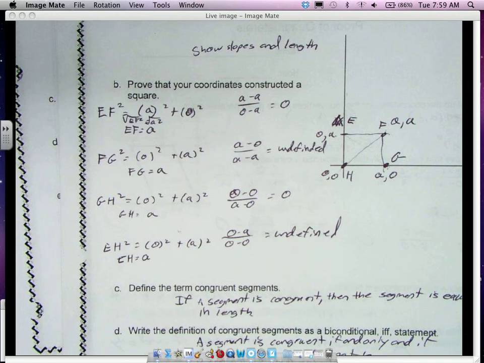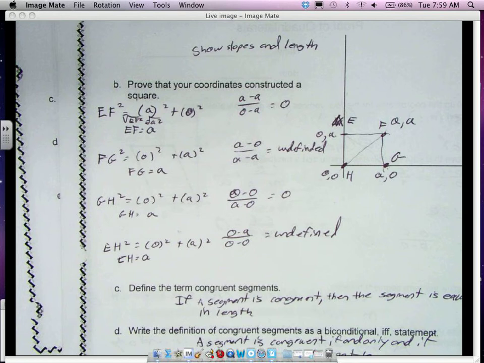And then I'm going to find all of their lengths and all of the slopes. Because I know if all of their lengths are the same, it could be a square or a rhombus. And if I find that their slopes are parallel and perpendicular, I know it's a square.